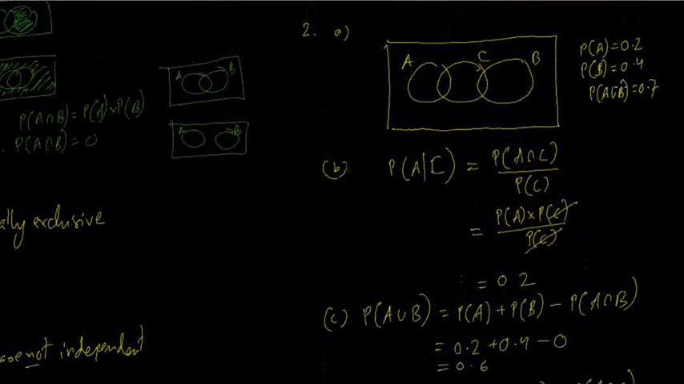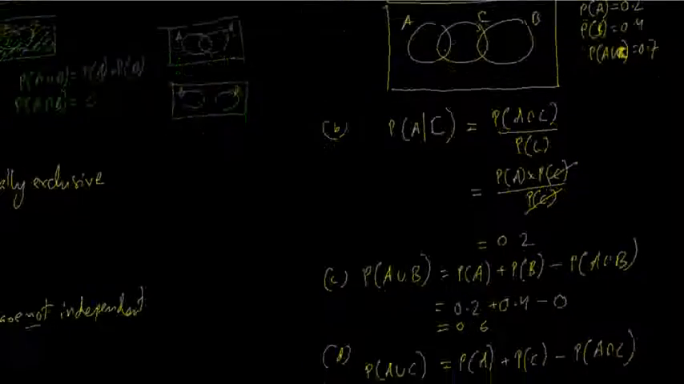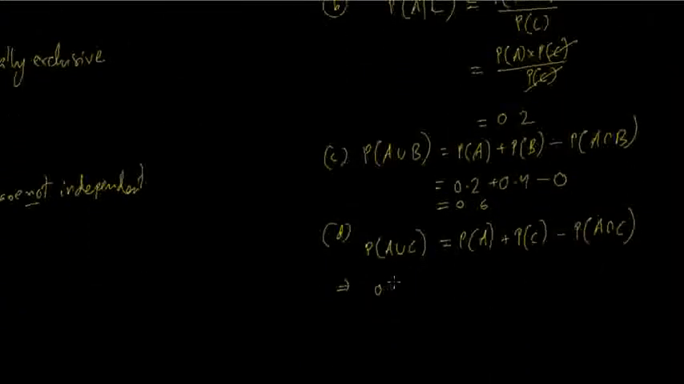it's 0.7. This is A union C. So this is 0.7. So we just plug it in here. This is 0.7. Probability of A, we know it's 0.2. Probability of C, I do not know. So let me write probability of C.